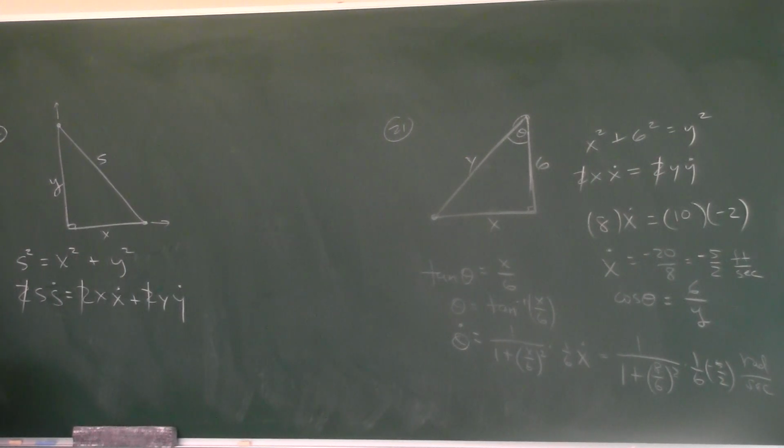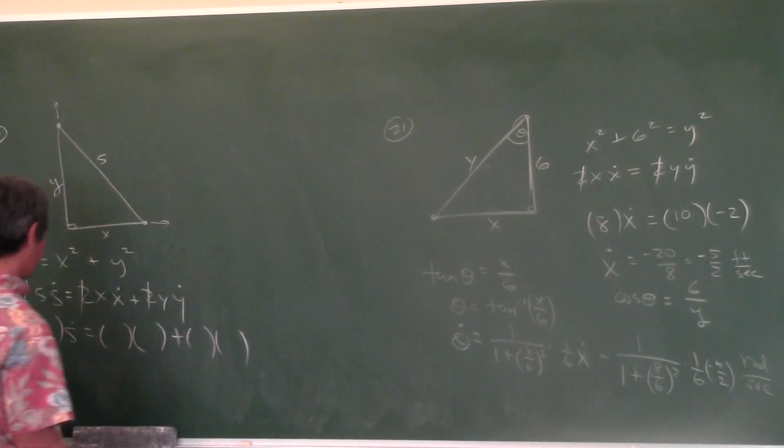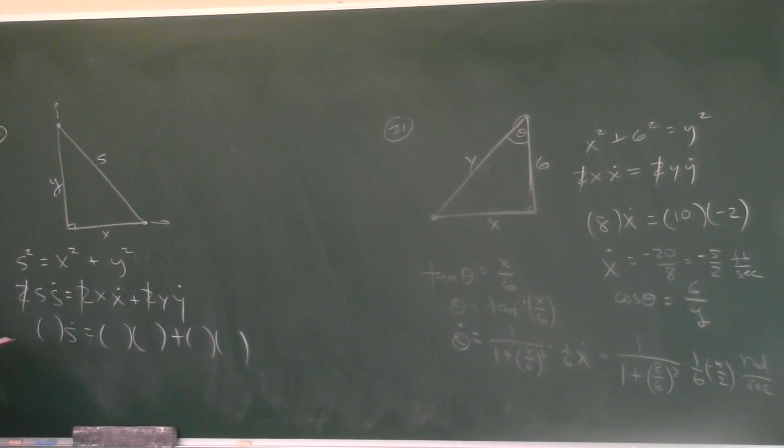Now, what are we trying to find in this problem? How fast is the distance between the bike and the balloon changing? s dot. We're trying to find s dot, which means we need to plug in numbers for all of these other things. Now this is tricky. The problems are getting tougher. The balloon is rising at a rate of 1 foot per second.